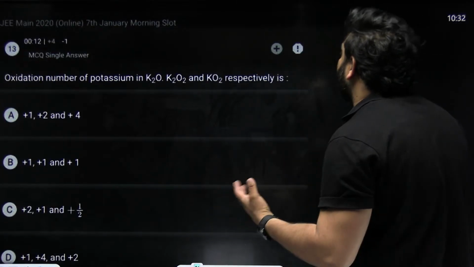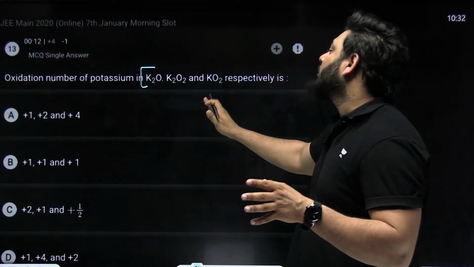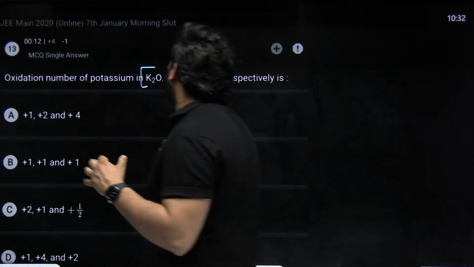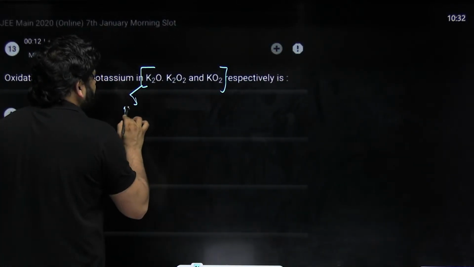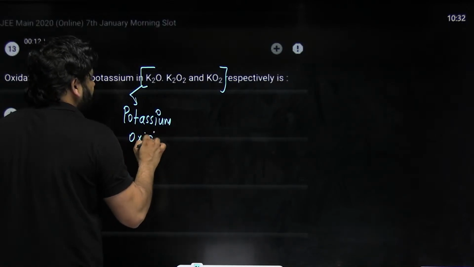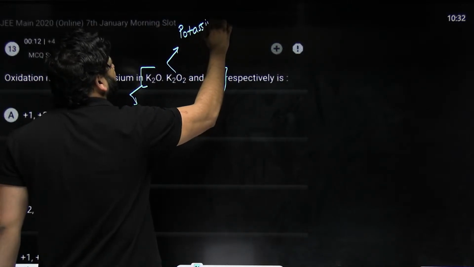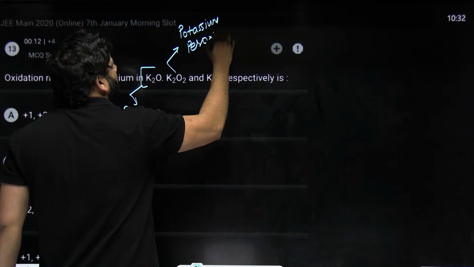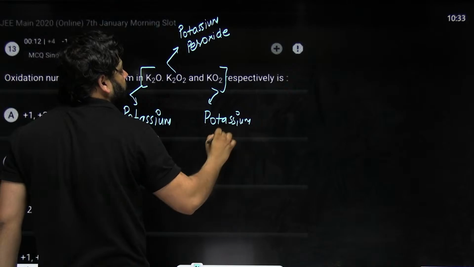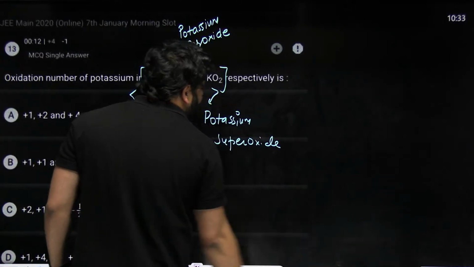Coming to the next question of the day, everybody, we have a question asking the oxidation state of potassium in K2O, K2O2 and KO2. Believe me guys, this is the easiest question of the day. This is potassium oxide, this is potassium peroxide, and then we have potassium superoxide. There might be different oxidation states with oxygen.